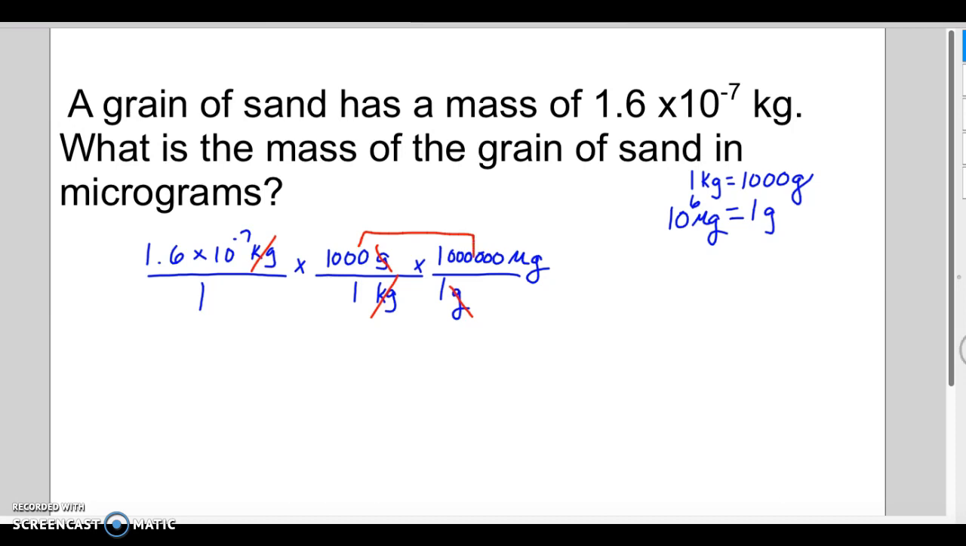However your brain kind of processes this, most people know, and you should know by the time you take the test, there's 1,000 of the base unit in a kilo, and then there's 1,000,000 of the micro in a base unit. So most people don't know that there's 1,000,000 micrograms in a kilogram. So when I solve this, I'm going to get 160 micrograms.